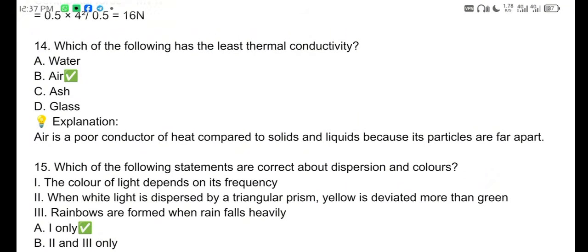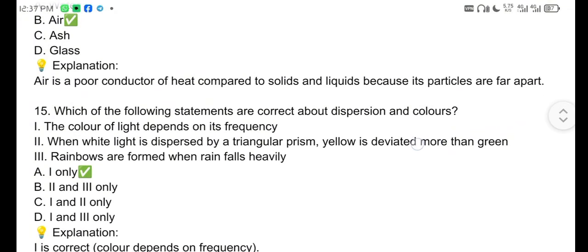All right, so when you're talking about conduction, whether electricity or heat, it deals with particles, the movement of particles. So if the particles of air are so far apart, air will be the least conductor, because before one particle will relate to the next particle, it will take a very long time, unlike that of solids and liquids.